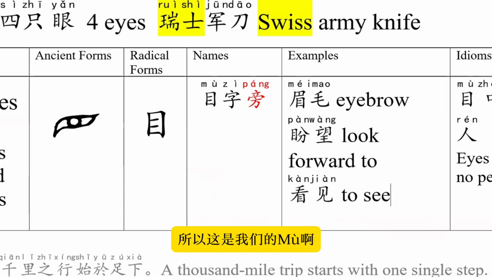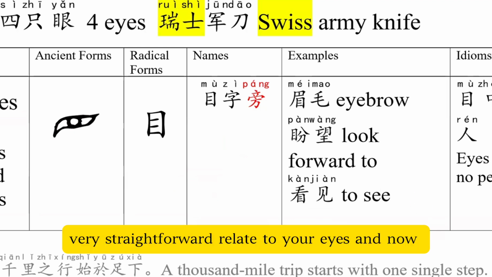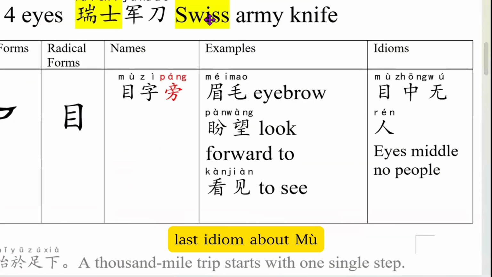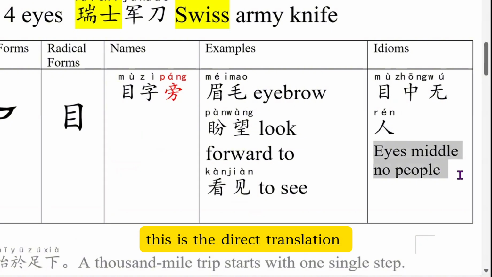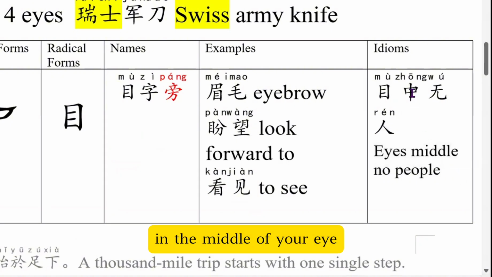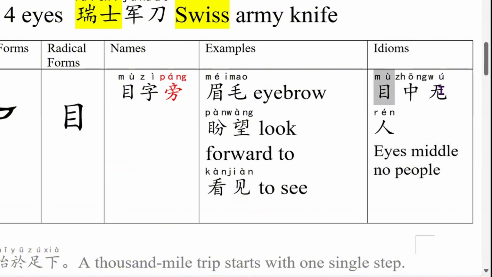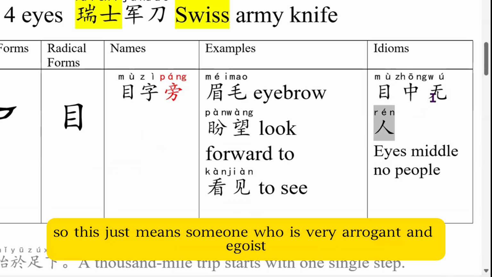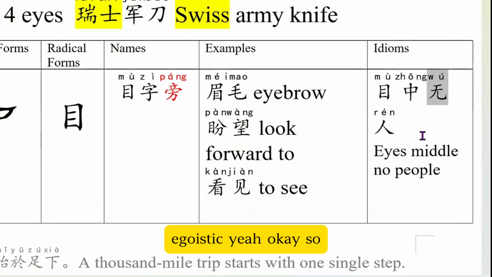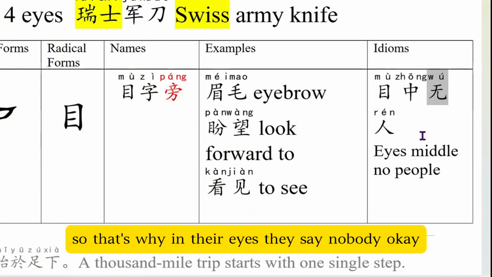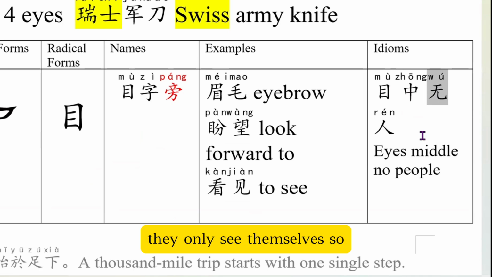Okay, 好，所以这是我们的目, very straightforward, relate to eyes. And now let's see last idiom about 目. So we have 目中无人. Oh, this is the direct translation. In the middle of your eye, you see nobody. So this just means someone who is very arrogant and egoistic. Yeah. Okay. So that's why in their eyes, they say nobody. Okay. They only see themselves.